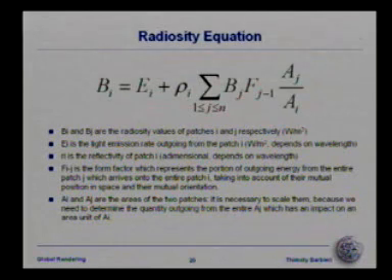We need to determine the quantity outgoing from the entire Ij, which has an impact on an area unit of Ai. Therefore, you need to scale them down in this way. You have to consider the effect that the different sizes of the patch have when you're using patches of a different size.